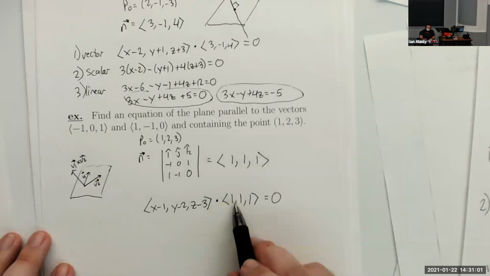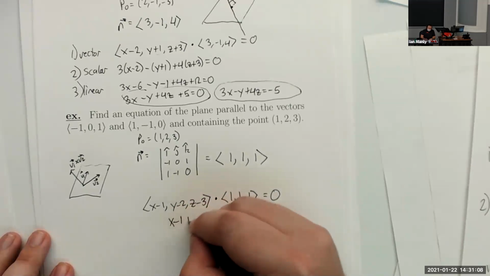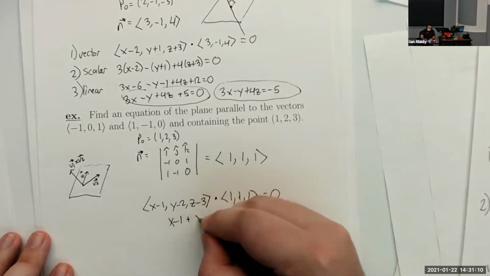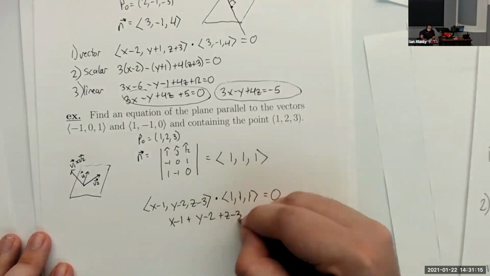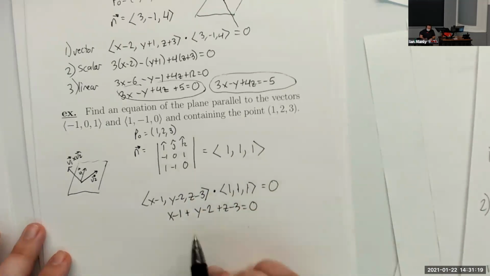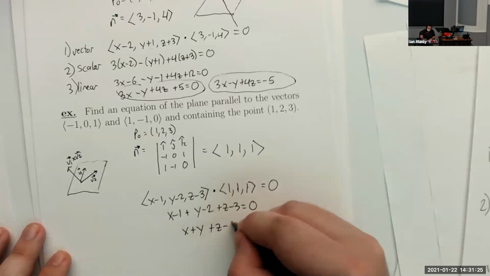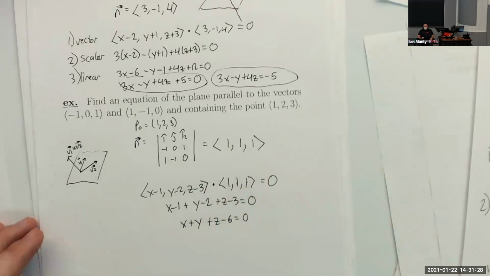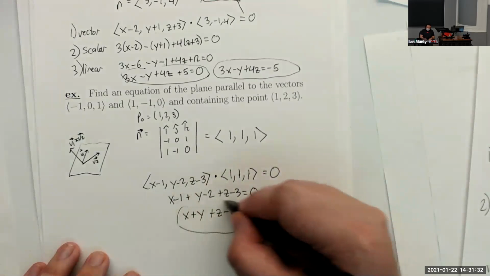All right, that was the vector equation. We could do the dot product, 1 times this, plus this times this, plus 1 times z minus 3. That also needs to equal 0 right here. And then finally we can combine all of these constants together and we get x plus y plus z minus 6 equals 0. And this will be our plane.